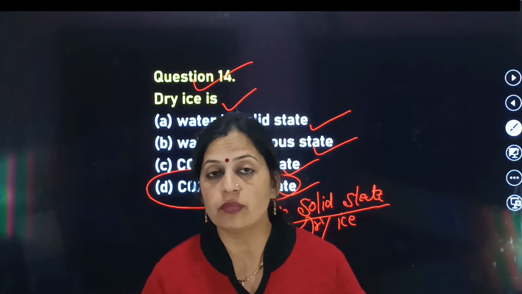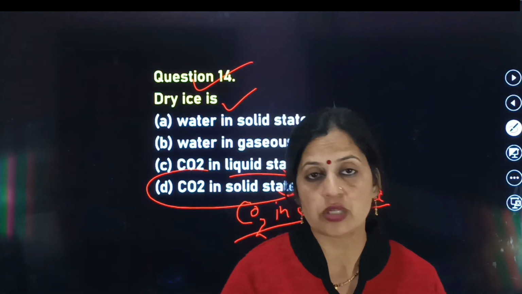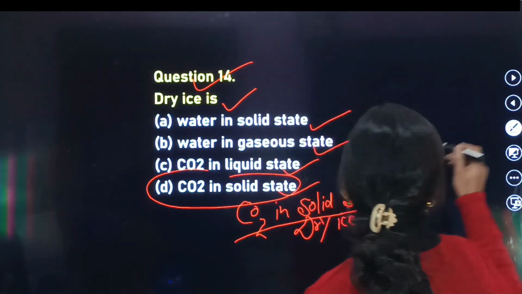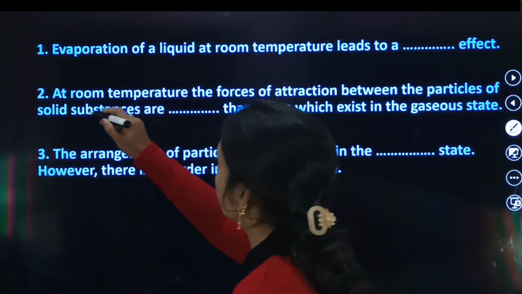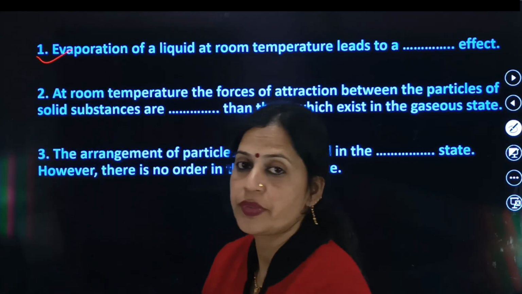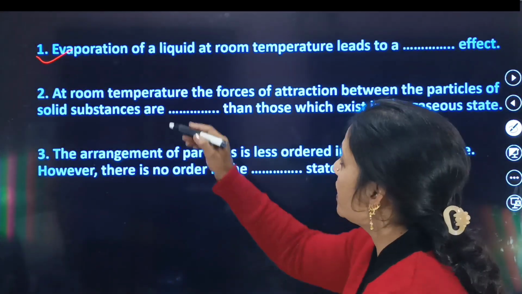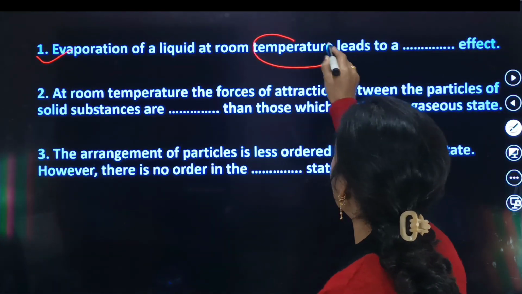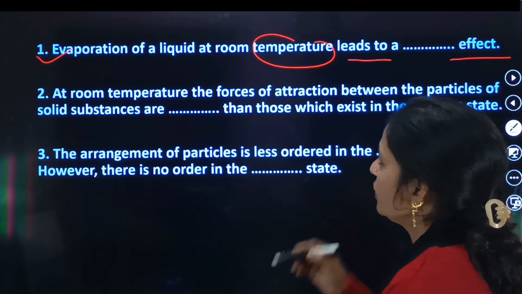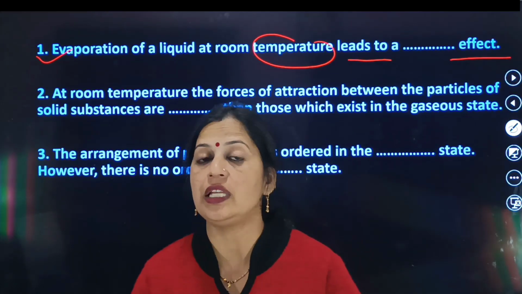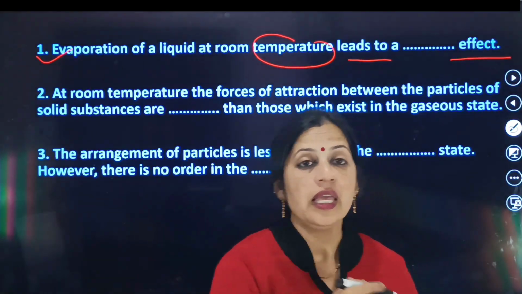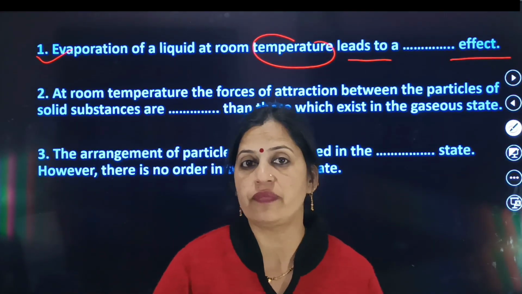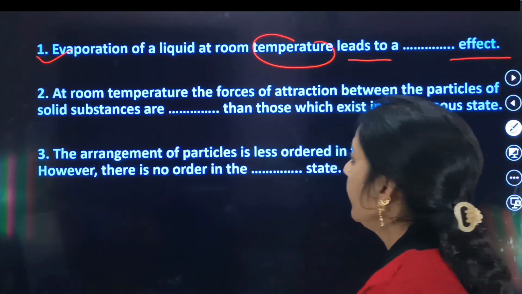Now after this, what we will discuss are some more objective questions that we will share with you. That is your question number 1, and your question number 1 is: evaporation of liquid at room temperature leads to a dash effect. The evaporation of liquids at room temperature leads to which effect?